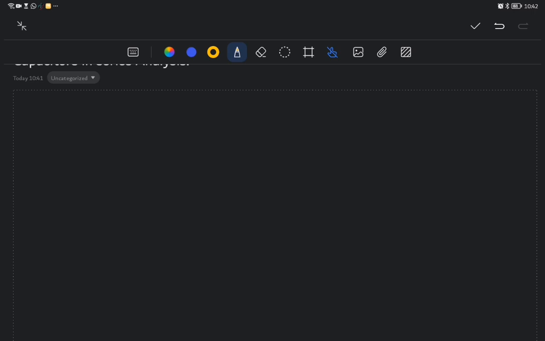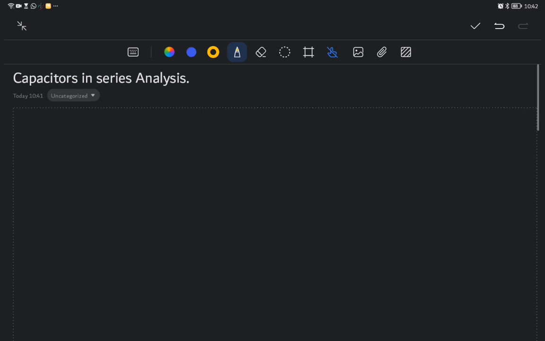So capacitors in series in specific, as you can see the heading is saying capacitors in series. Just to have a simple breakdown before we go into a bit more complex capacitor circuits. Just know how to handle capacitors in series.